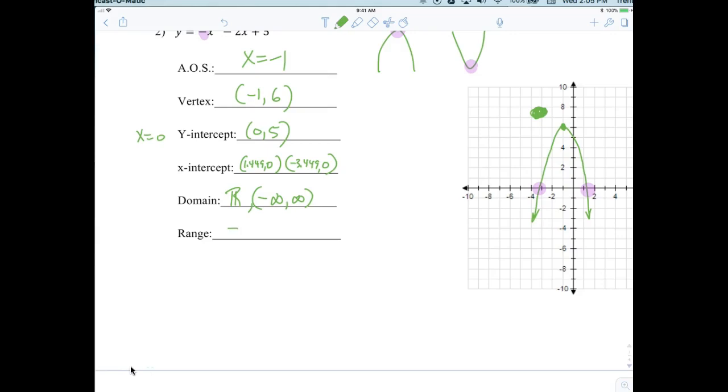So where are we at? -infinity, comma, 6, bracket. There you have it. You could have also said y is what? Less than or equal to 6. Beautiful, guys. You should know all of that information. And like I tried to tell you guys, I think math is logical. Is everybody with me on that? Does everybody agree with me?